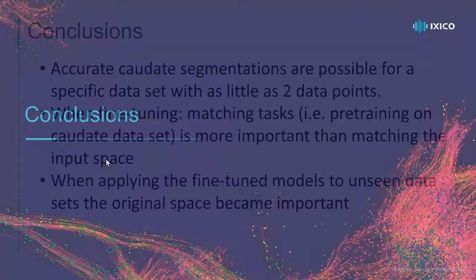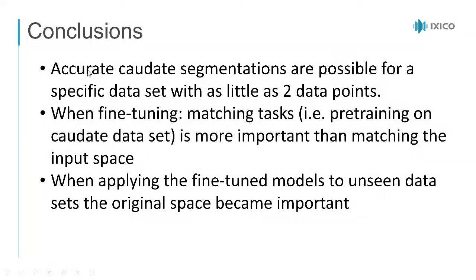Okay, so I'd like to conclude here that accurate caudate segmentations are possible for a specific data set with as little as 2 data points. When fine-tuning, matching the tasks is actually more important. So pre-training on a caudate data set is more important than training with a specific input space. When applying fine-tuned models to an unseen data set, the original space became more important again.